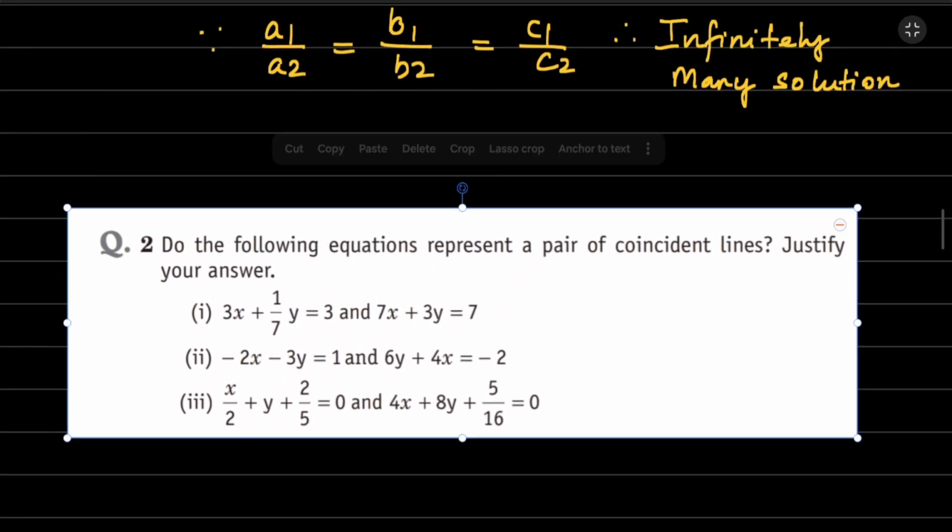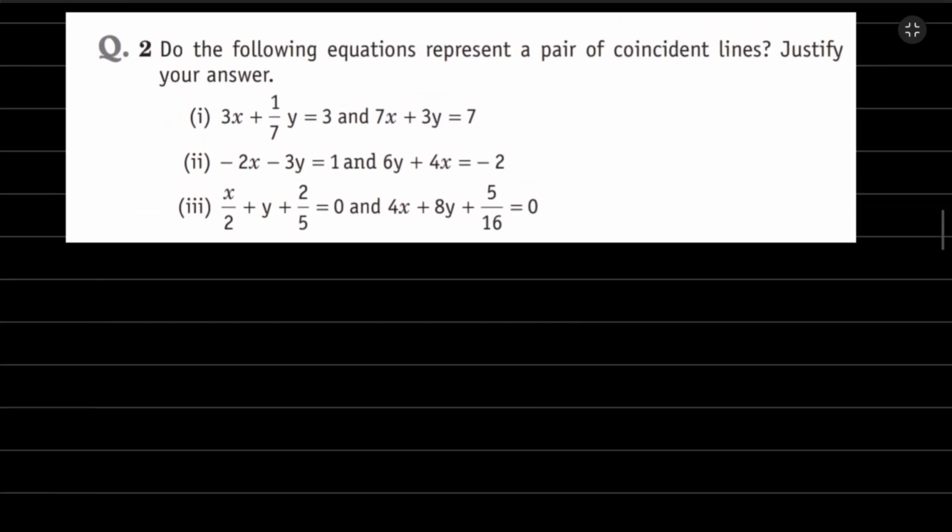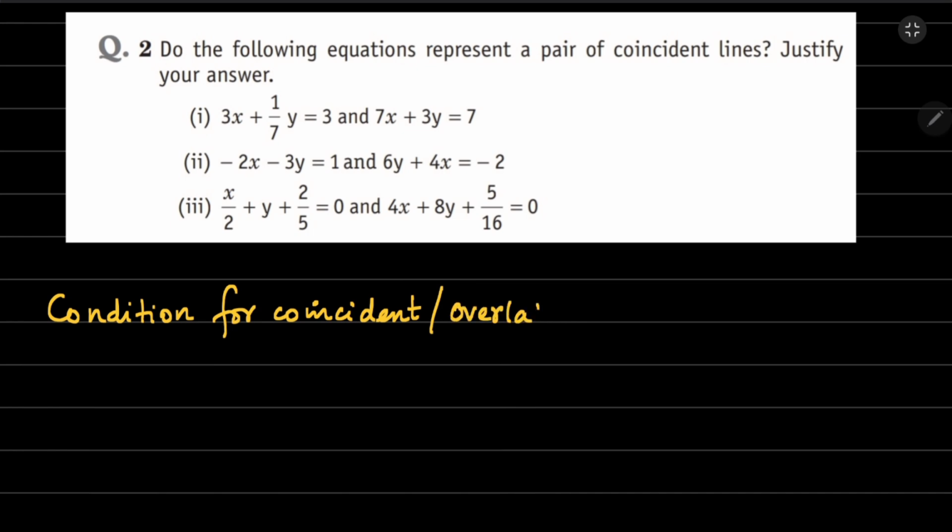Do the following equations represent a pair of coincident lines? Justify your answer. So what is the condition for coincident lines? Let us write the condition for coincident or overlapping lines. It is nothing but all the three ratios are equal: A1 by A2 is equal to B1 by B2, and this is equal to C1 by C2.